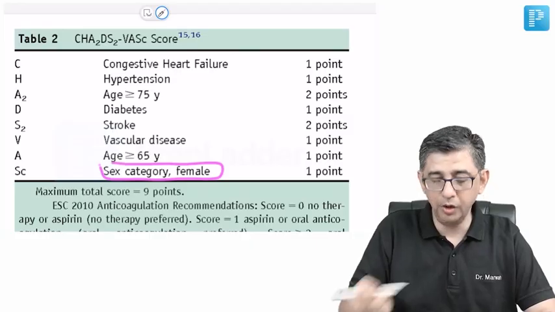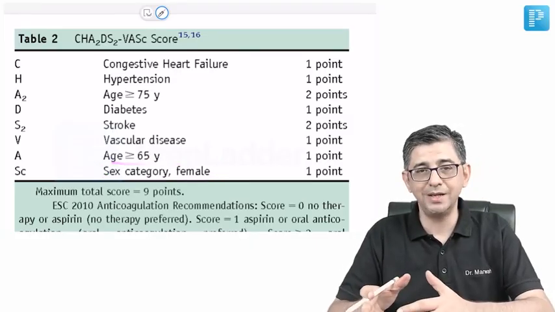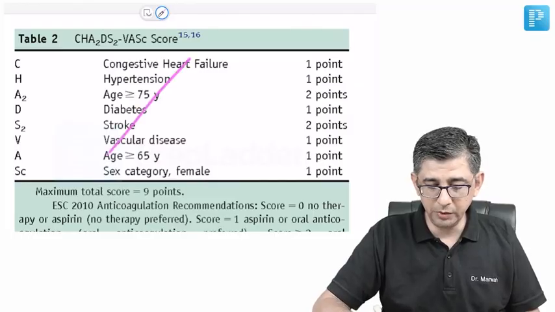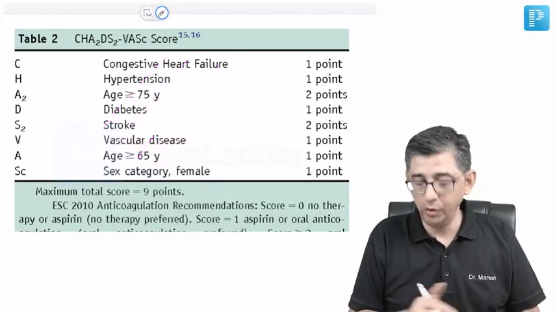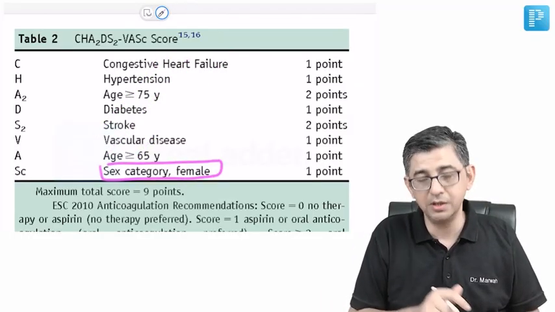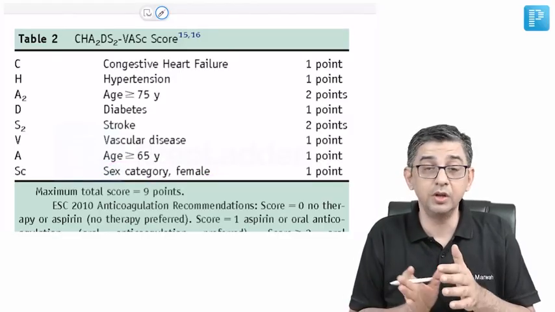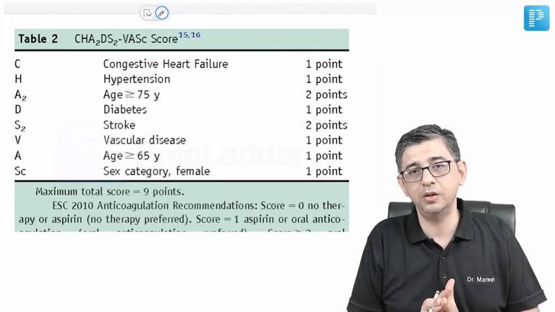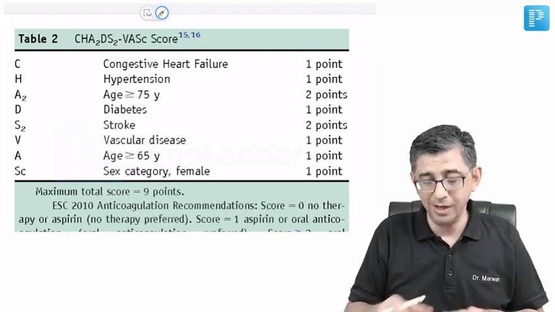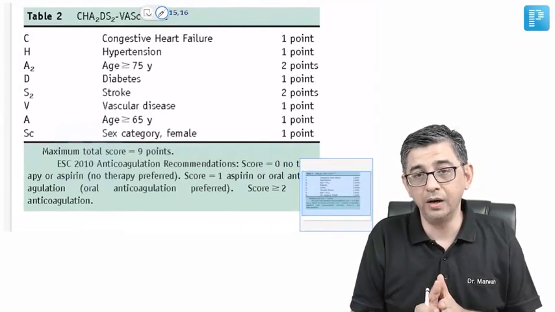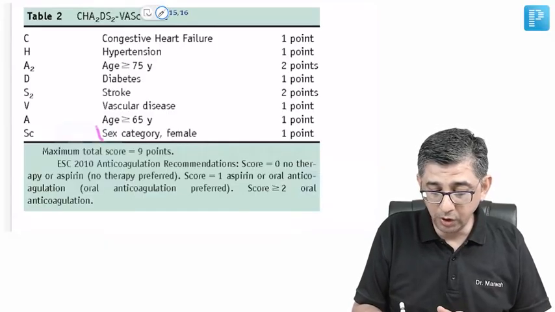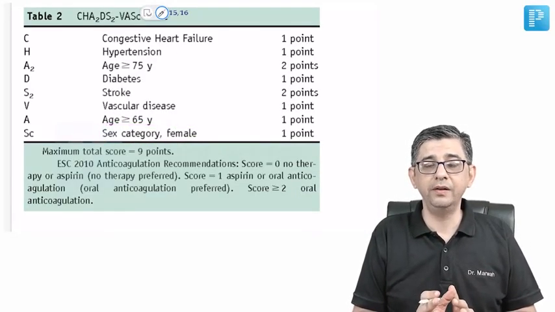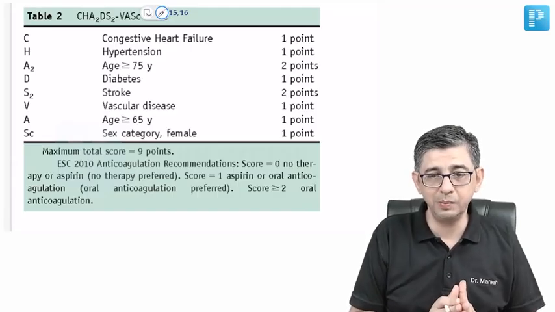And the point is, gender alone is not going to be considered a decision-making point. Suppose everything that I've written on the top is not valid for the case, and the only thing is that the patient is female. Then, considering only the gender, I will not say that the score is 1 and we should be starting either aspirin or oral anticoagulation in the patient. There should be at least a documented score of 1 beyond the component of gender. The gender component alone will not decide the need for anticoagulation in these patients.